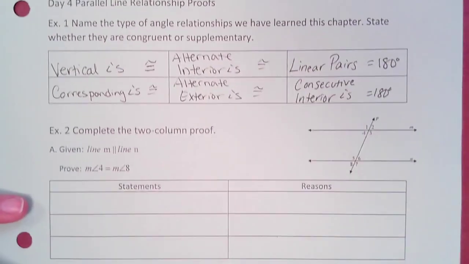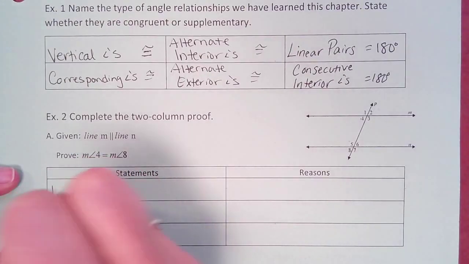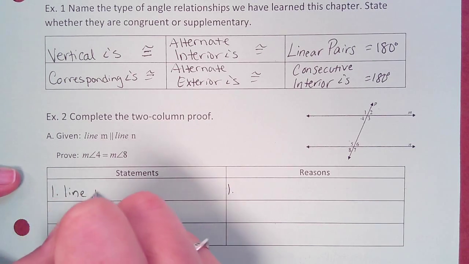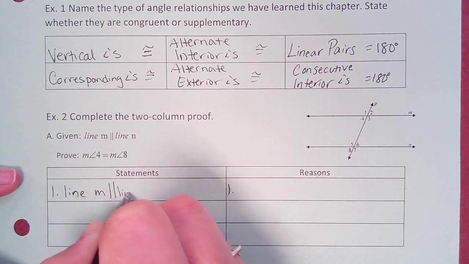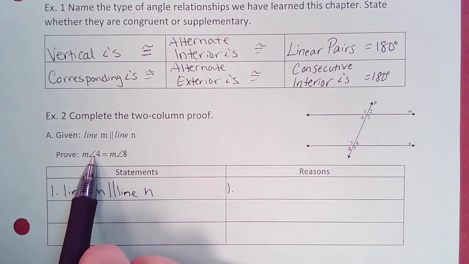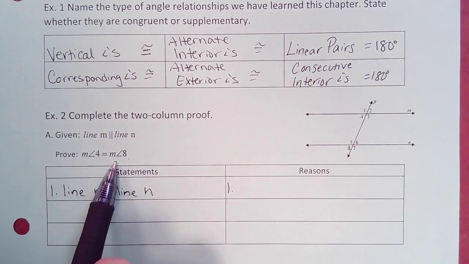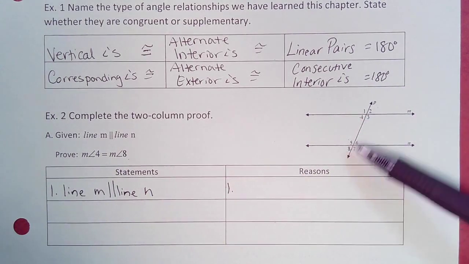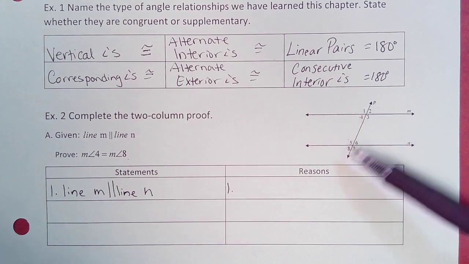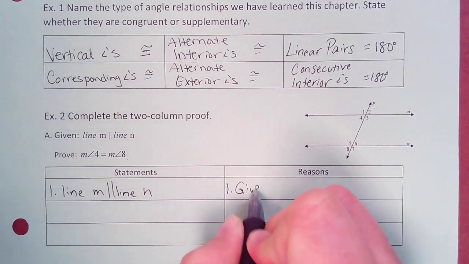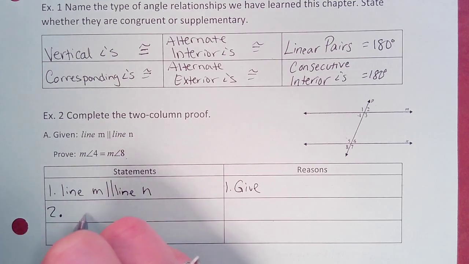Let's go with our proof. Step 1. Always write the given. Line M is parallel to line N. I'm trying to prove that angle 4 and 8 are equal to each other. So 4 and 8 are equal. Well, I know that their relationship is corresponding angles. So I'm going to say that angle 4 is congruent to angle 8.